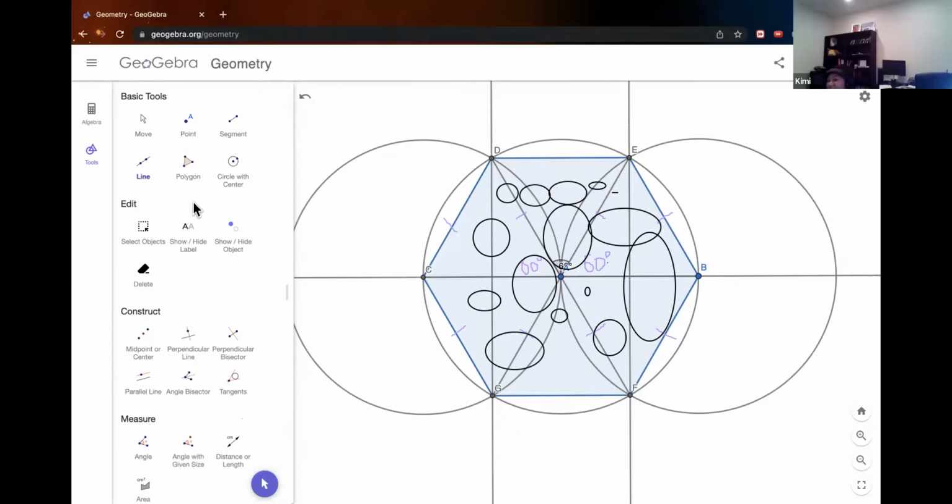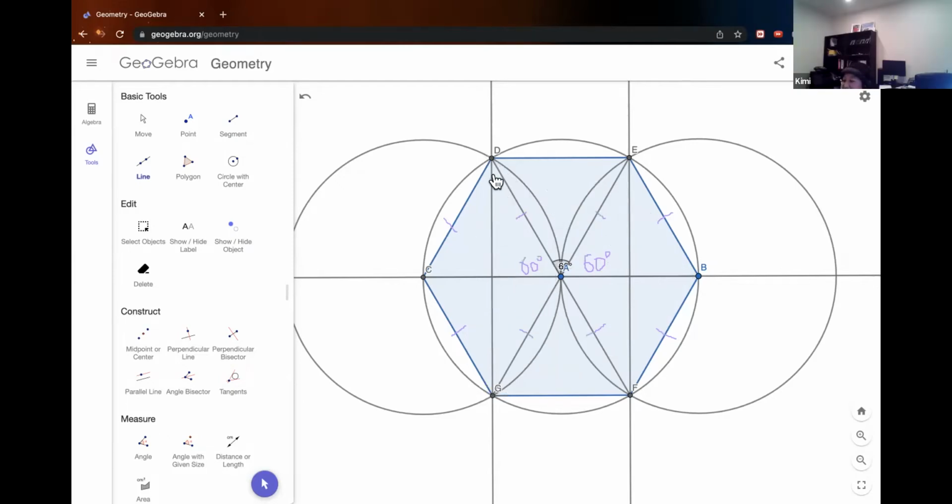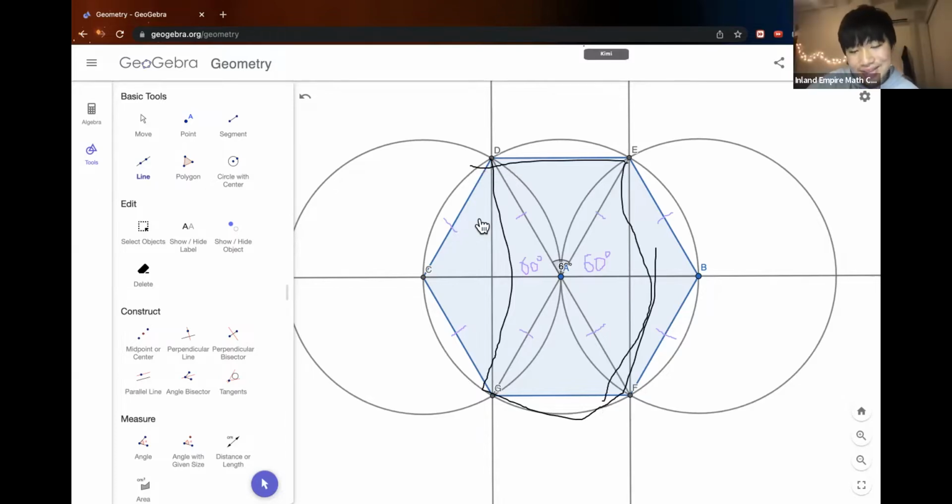Wait, look, there's actually a huge equilateral triangle in there. Where? Look, that's an equilateral triangle. It is, yeah. And there's a kind of mini square, a mini rectangle to be exact. Yeah, that is indeed a rectangle.